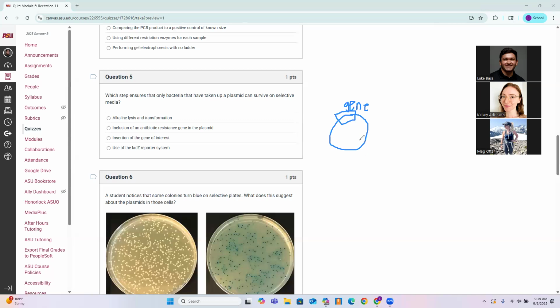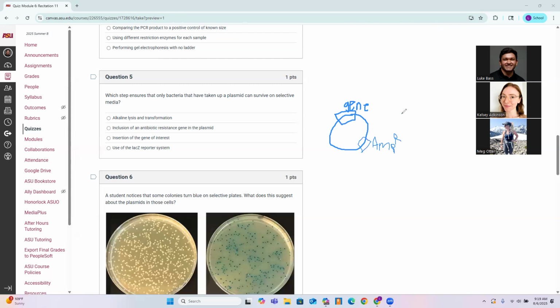Something that you can have in the backbone of the plasmid is another gene. Let's pretend like there's something here, and this is present in all plasmids. Let's pretend that you're using ampicillin on your selective plate. So the plasmid itself can have this ampicillin resistance gene.